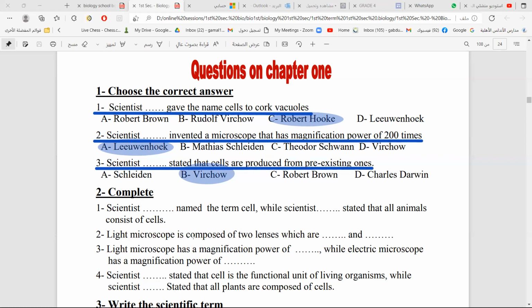Number two, the light microscope is composed of two lenses, which are the two lenses in the light microscope. You remember? The ocular lens. Light microscope, yes, two lenses. It has two lenses: ocular lens and objective lens. Very good. Ocular lens and objective lens.